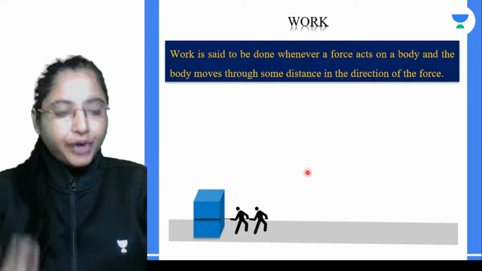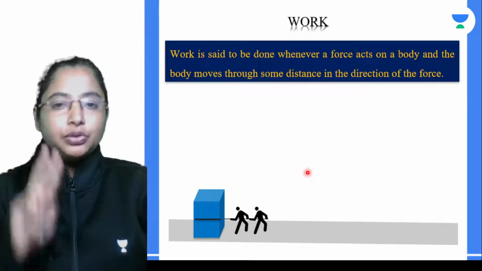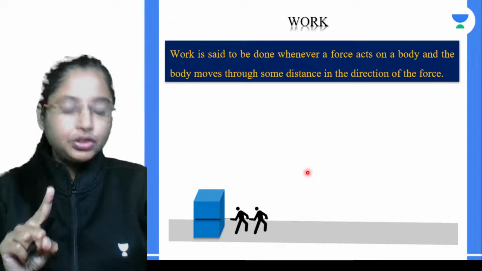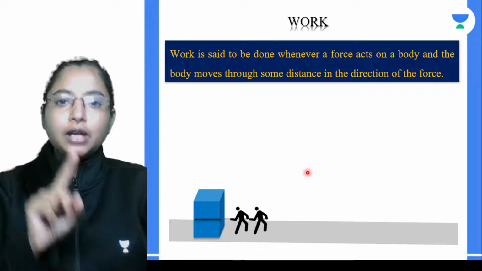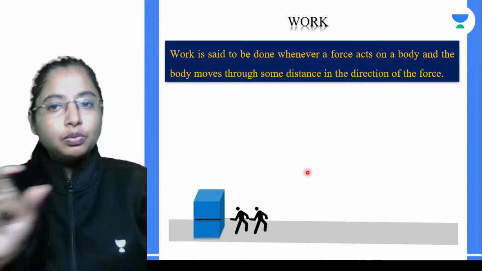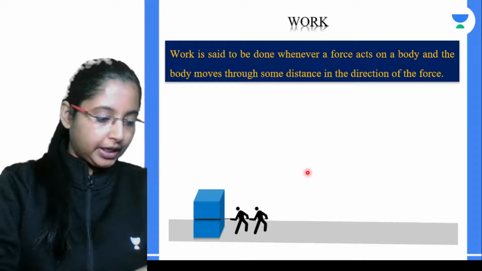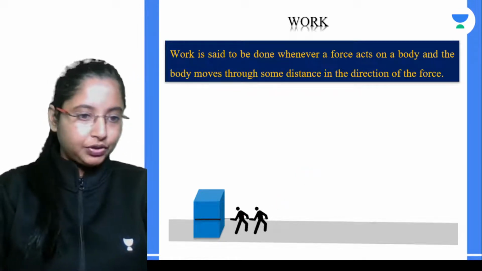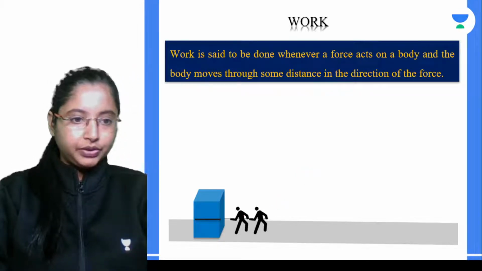Now whenever you say what is work, if work has to be done, there are two things that have to take place. A force should act on a body, and for the applied force the object should also move through a certain distance.